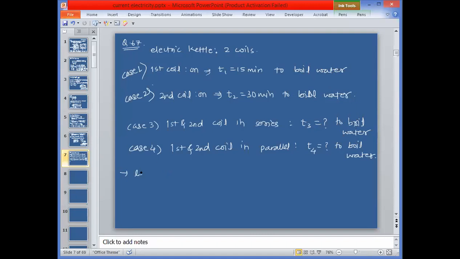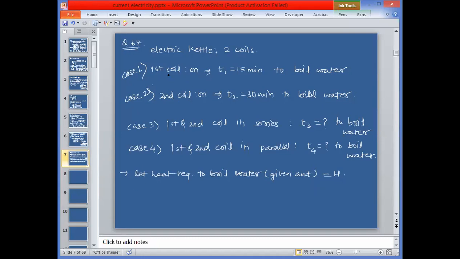So solution. Let heat required to boil water, of course it's the given amount that we are not going to change, it will be same in all the cases, is equal to H. Heat required to boil the given amount of water is equal to H.